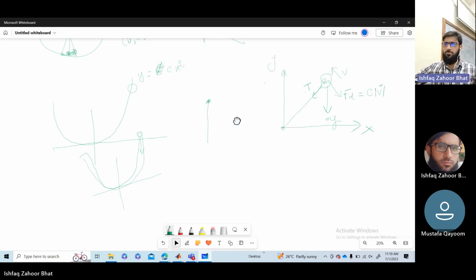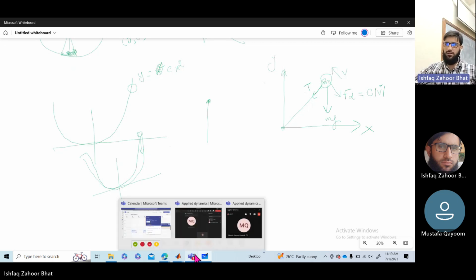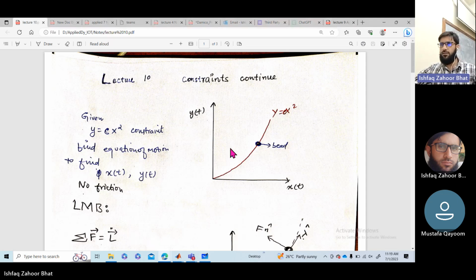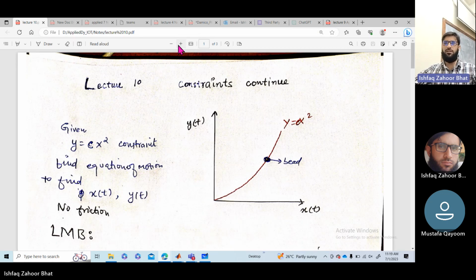I mean, it is a very good problem, and you can solve various things out of this. So let's discuss this problem. So this is constraint. What is the constraint? y is equal to cx squared. So your bead, no matter where it is, has to satisfy this. Its x coordinate and y coordinate need to satisfy this equation. This is what we mean by the constraint.